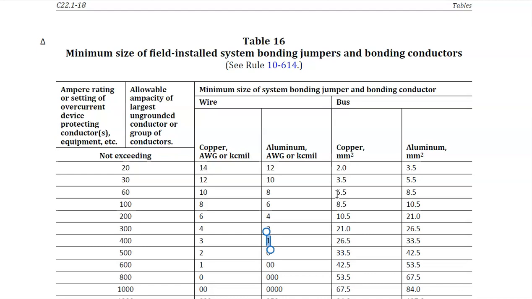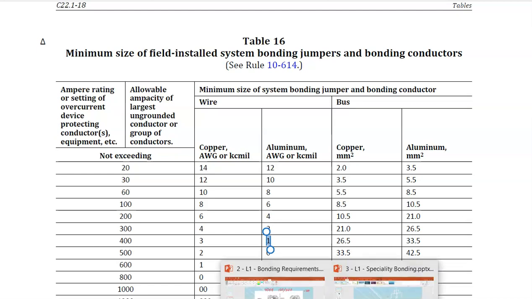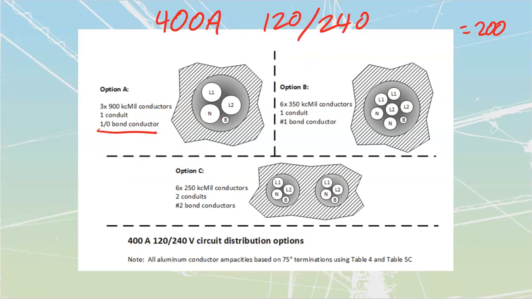So we end up with a number 1 aluminum conductor that we are going to use inside of there. This is once again going to line up with what we had underneath the old system as well.